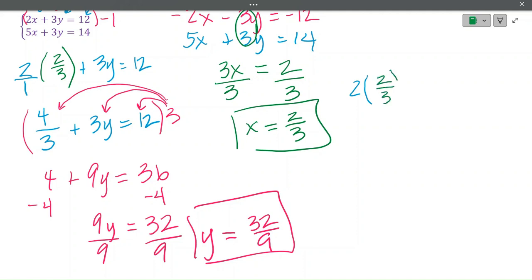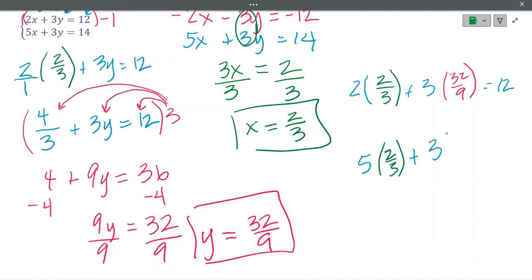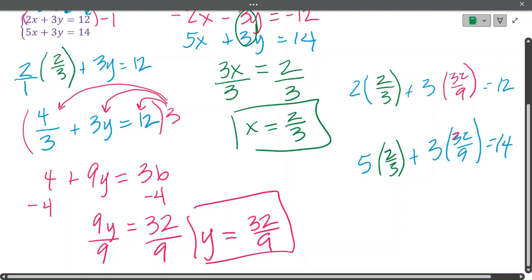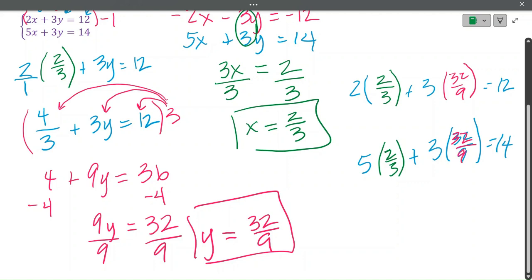You can see where I plugged 2/3 in, and then I'm plugging 32/9 in here, and I should get out 12 if that works. And then here I'm doing the same thing, plugging 2/3 in for x and 32/9 in for y. When I do that, I should get 14 out. I'm going to color code this so you can see what I did here.